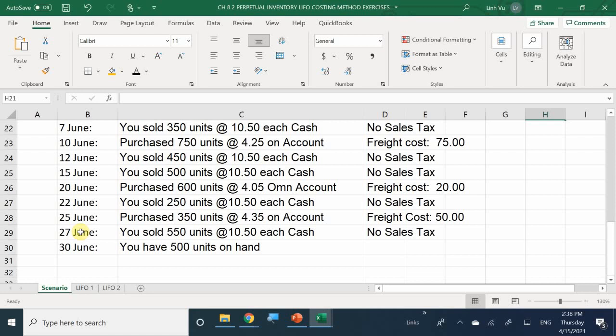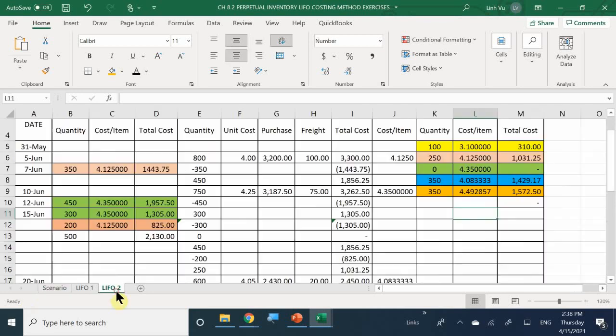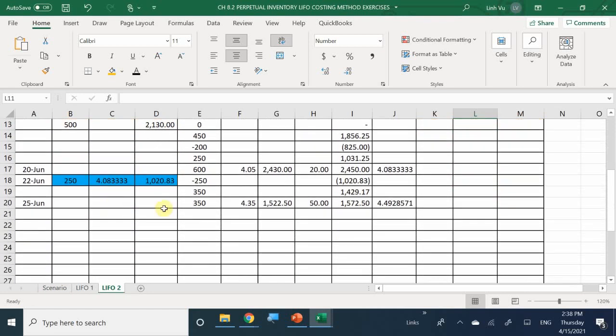So on June 27th, how many units did we sell? 550. And how many should we have remaining at the end of June? 500. So let's dive right in. We sold 550 on June 27. Let's take a look at our batches of inventory.